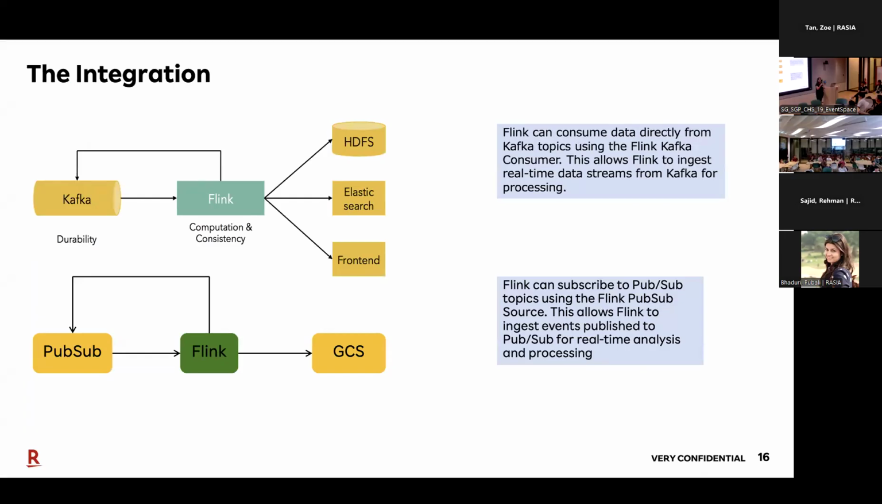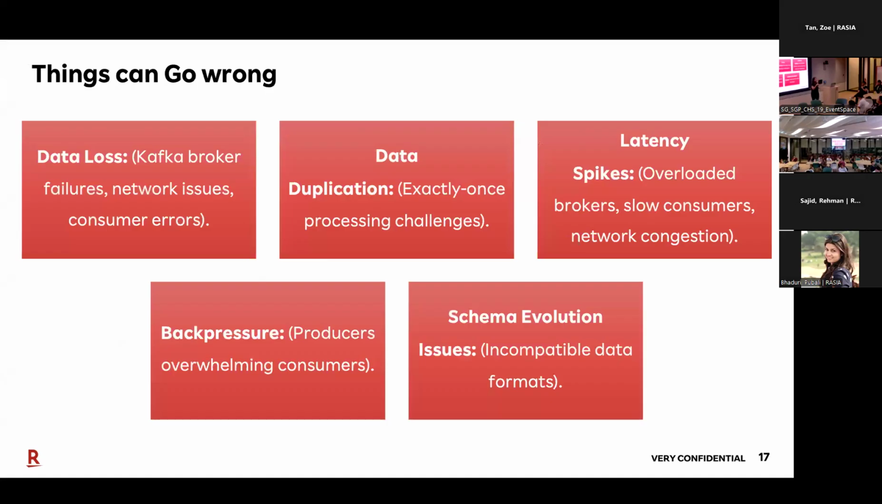Okay, next the integration. We have talked about Kafka, PubSub, and Flink, but how do they integrate? This is a simple illustration of how they integrate. Here the messages are produced in Kafka, processed in Flink, and published to some of the databases. When the messages are processed in Flink, they can either be published back to Kafka or stored in the databases. Same with PubSub: Flink can connect with the PubSub source and publish the message back to PubSub or to GCS.